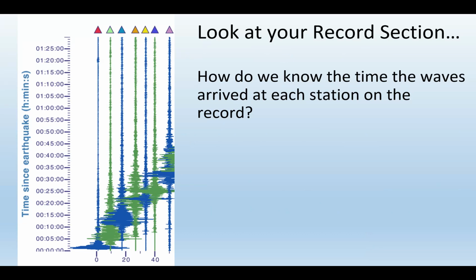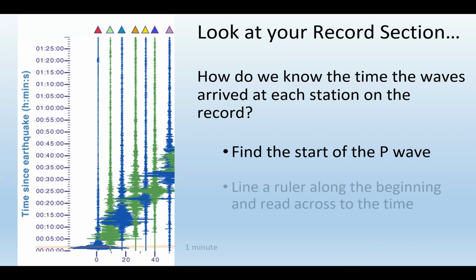So you probably have this done. We did this the other day, but if you don't, this is pretty simple since the records section has time along the y-axis. So take a ruler and line it up with the beginning of the P wave of each station. Now the P wave is where we have that first big anomaly, that first big jump. A lot of your record sections have some activity, like a bunch of little squiggles. You want the first big jump in your record section.